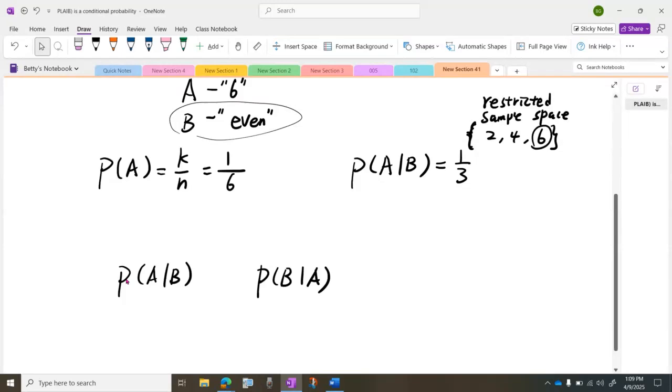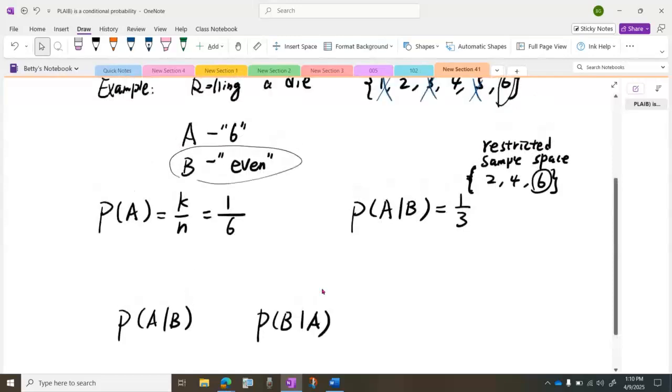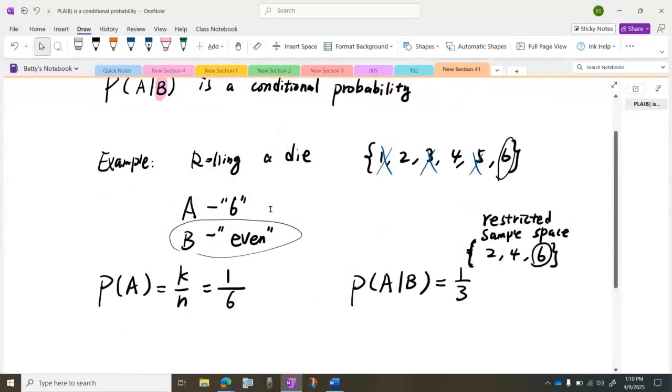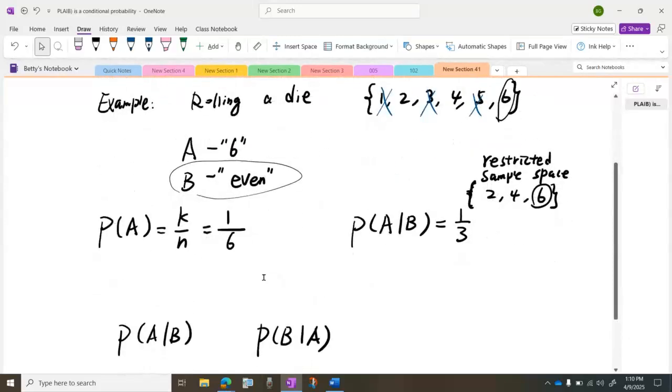The one on the left is the probability of A, the event, given B already occurred. And this one is the probability of B, given A already occurred. We can still use this example to see the difference between the two probabilities. And we already know P of A given B is 1/3, right?